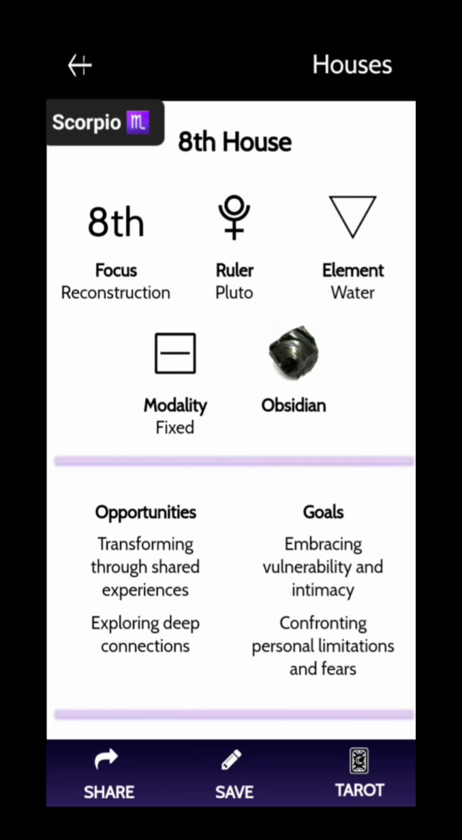And it also represents sex. And I'm not talking about the mundane. I'm talking about the deep transformation, Kundalini sex, right? All right. So that is the eighth house.